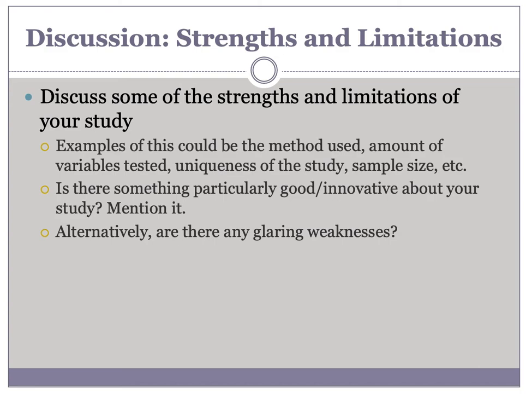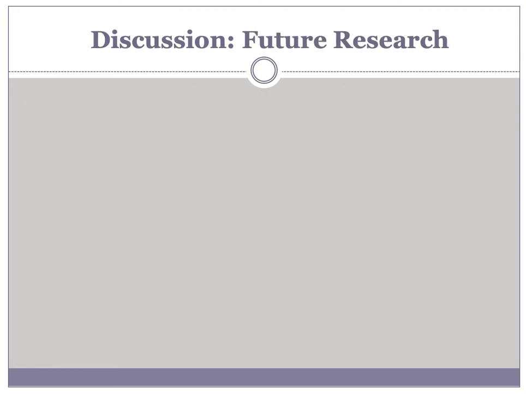And it also can protect you from criticism as a research writer, because if you're not acknowledging something to the reader, it could imply that maybe you were not aware that this might be a limitation of your study. You don't necessarily need to be exhaustive because there could be infinite limitations, but you want to hit on the most significant ones. Is there something particularly good or innovative about your study? If so, you should mention that, mention the strengths, and alternately, are there any glaring weaknesses?